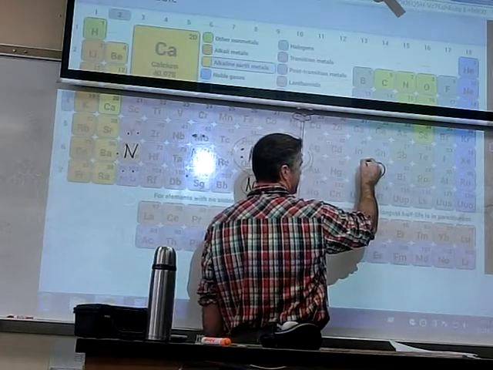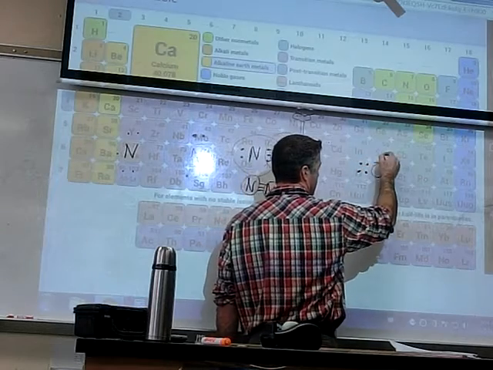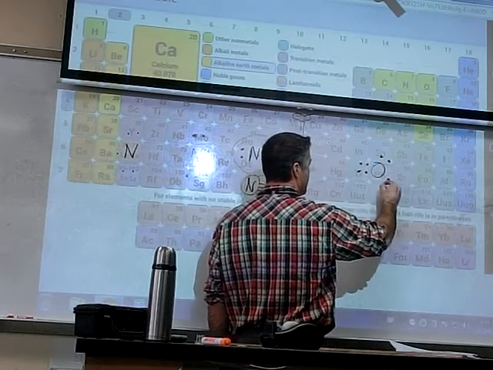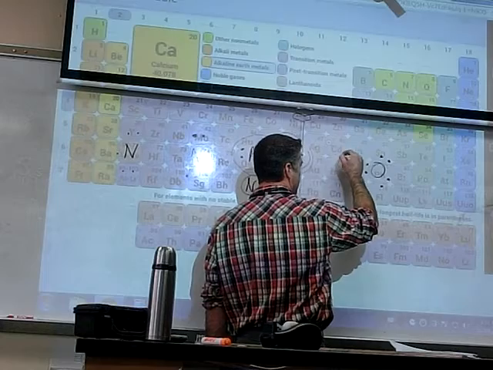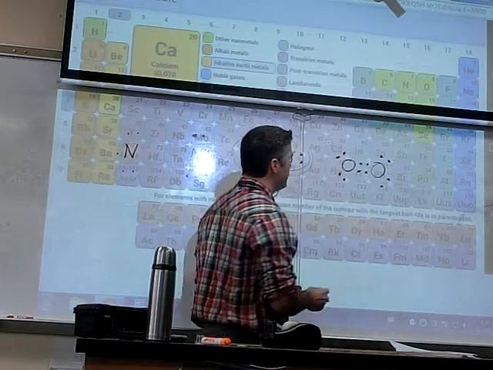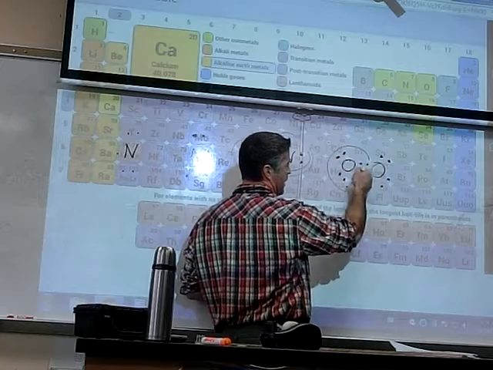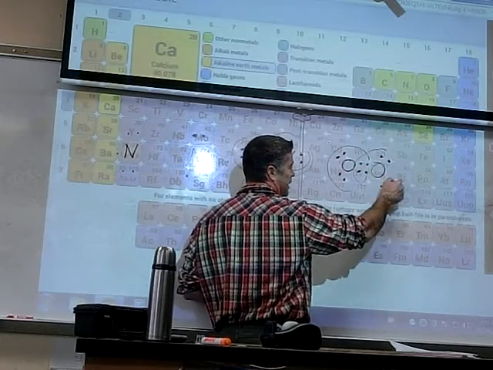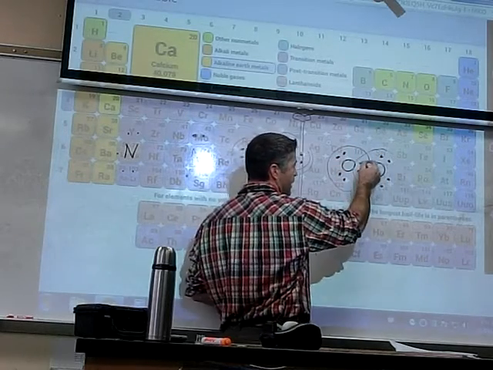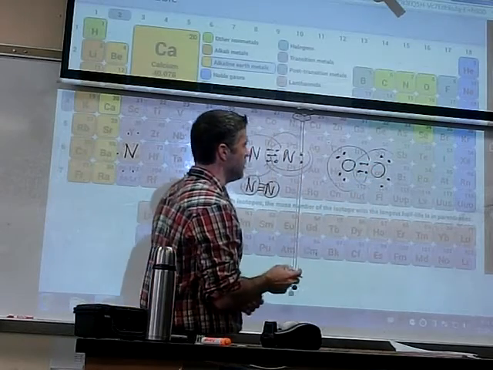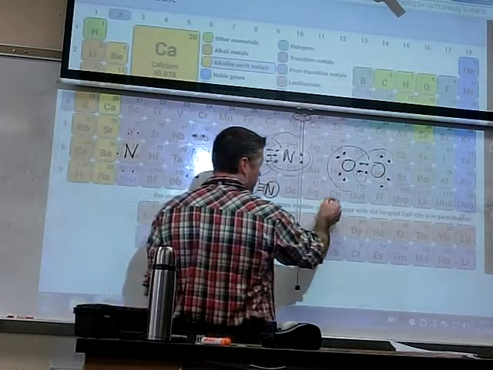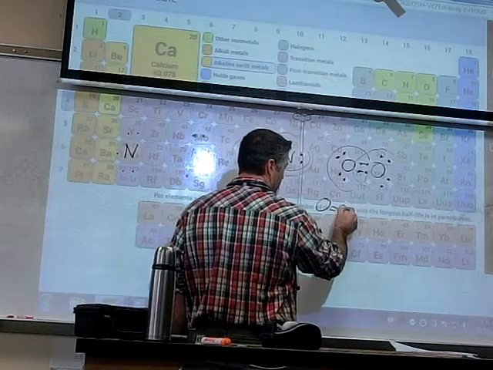Oxygen's a little different. Oxygen does this. Again, I may not be doing this exactly right. Ask the chemistry teacher if you want to know. So each oxygen has access to 8 electrons, and to do that, they have to share 2 different pairs. So oxygen is shown with a double bond.